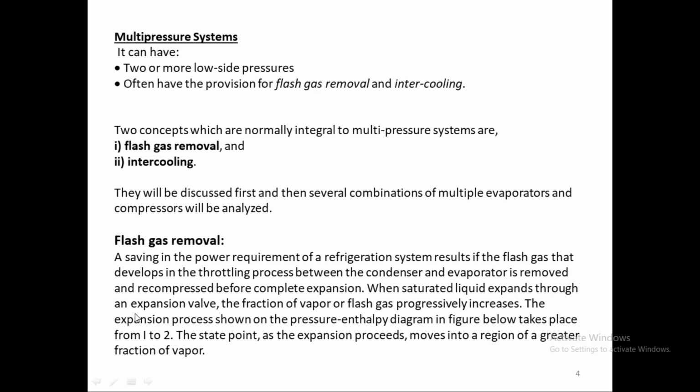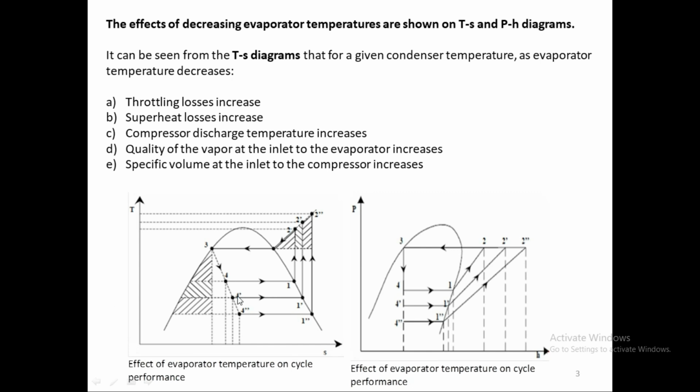So that's the idea. When saturated liquid expands through an expansion valve, the fraction of the vapor or flash gas progressively increases. The expansion process shown on the pressure enthalpy diagram in the figure below takes place from 1 to 2. The state point as the expansion proceeds moves into a region of a greater fraction of vapor. So as we are moving, the fraction of vapor is increasing as we are going from condenser to the evaporator.